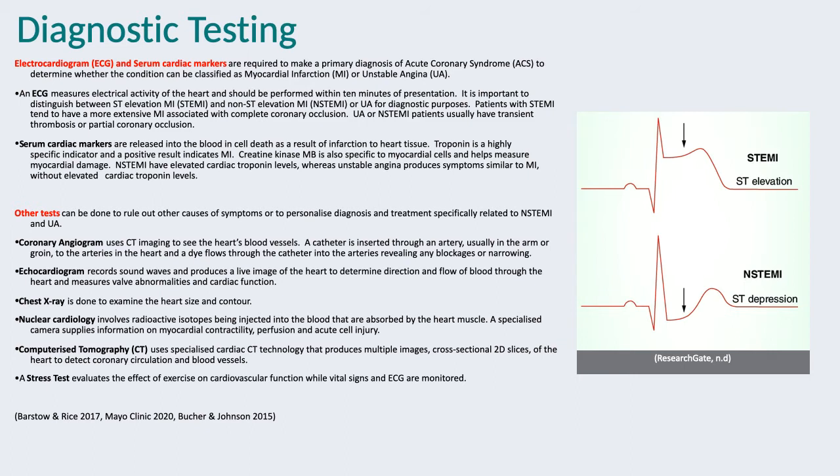Echocardiogram records sound waves and produces a live image of the heart to determine direction and flow of blood through the heart and measures valve abnormalities and cardiac function. Chest X-ray is done to examine the heart size and contour. Nuclear cardiology involves radioactive isotopes being injected into the blood that are absorbed by the heart muscle. A specialized camera supplies information on myocardial contractility, perfusion, and acute cell injury.